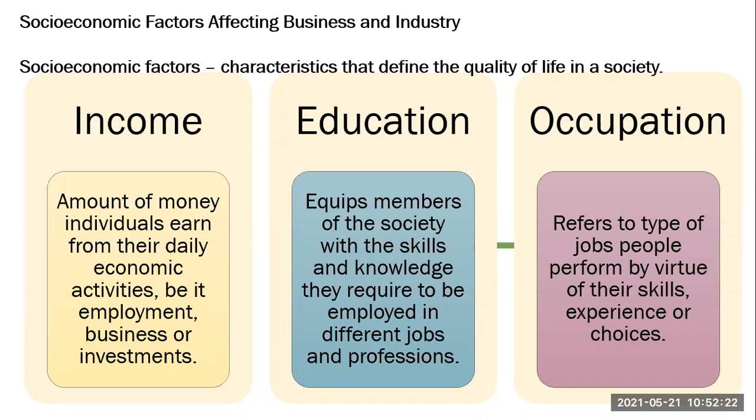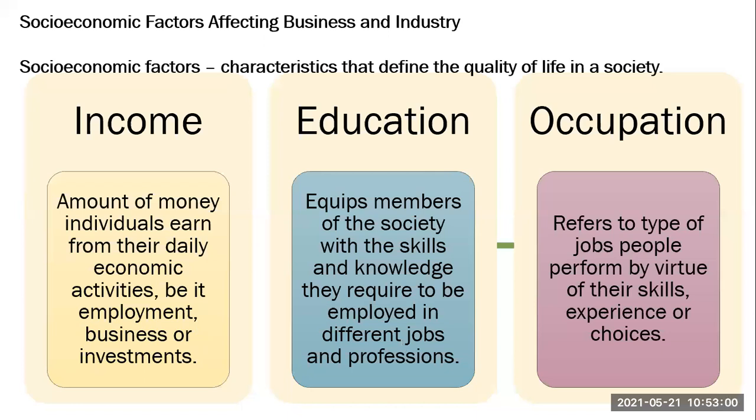So when we say socioeconomics, these are the characteristics that define the quality of life in a society. So they influence the behaviors, the attitude, the trends, the taste, and lifestyles of the individuals. So in fact, there are different class segments of the society. So we have the upper class, the middle class, and the lower class. So yung socioeconomic factors, yung reason bakit may mga ganun, no?